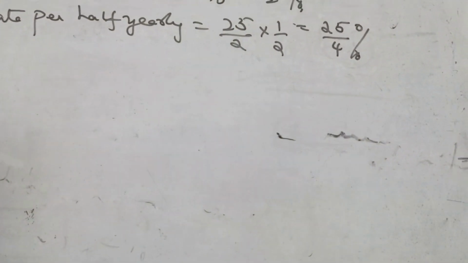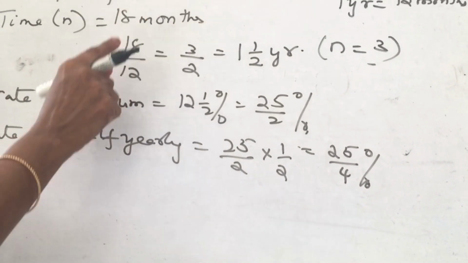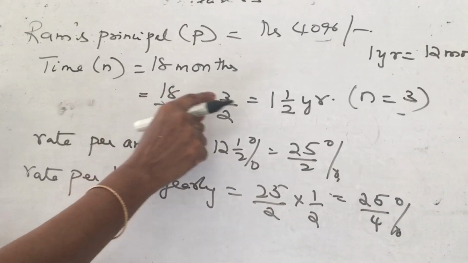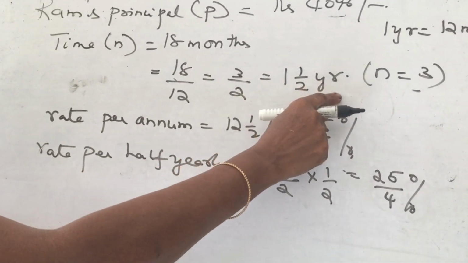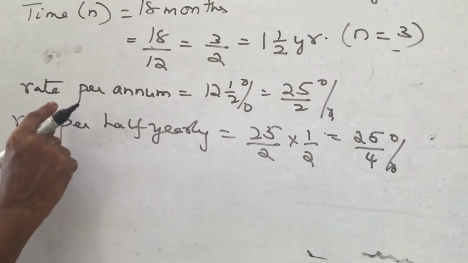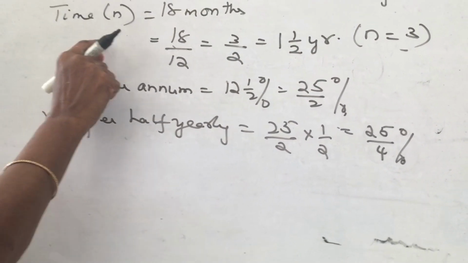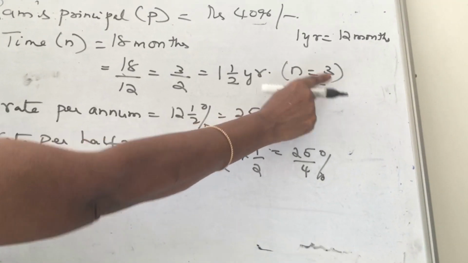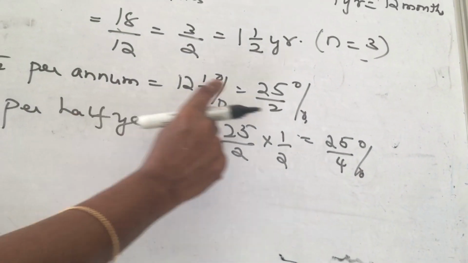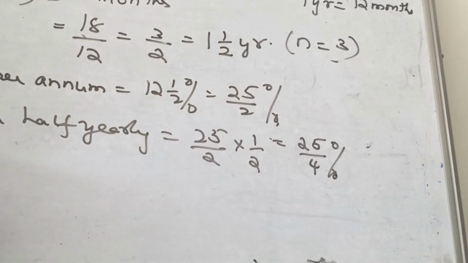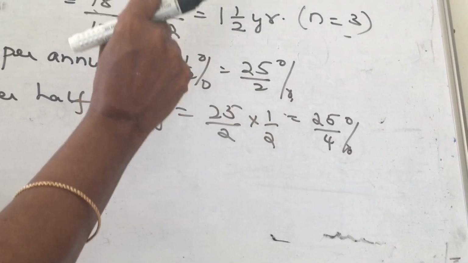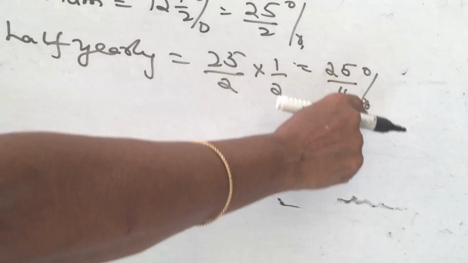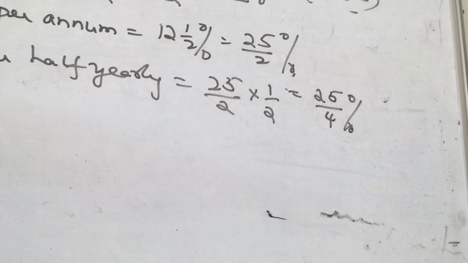Hope you have followed. Months to years, divide by 12. Converting 1.5 years, n is equal to 3. How many half years are there in 1.5 years? 3. Rate per annum 25 by 2% and rate per half year, the rate should be divided by 2. It is 25 by 4%.